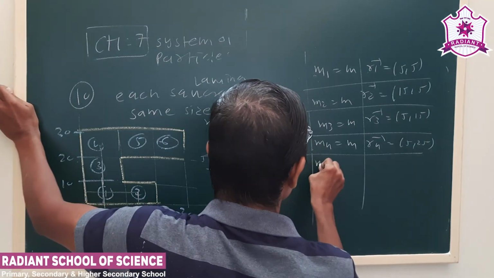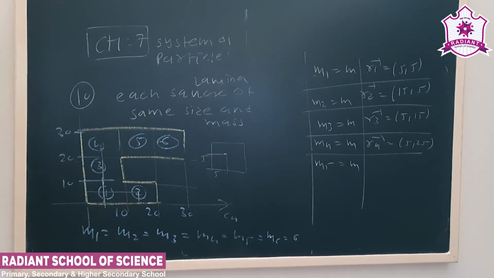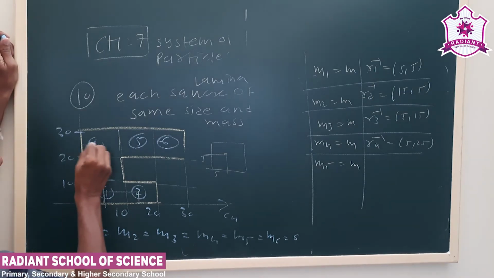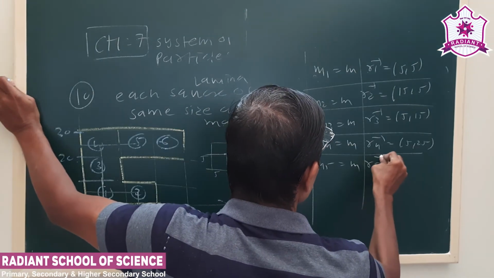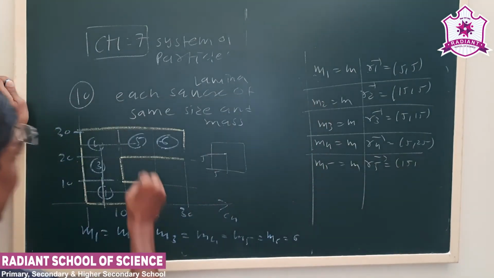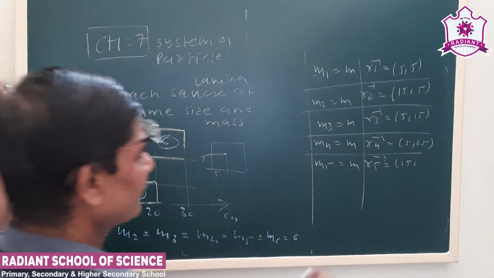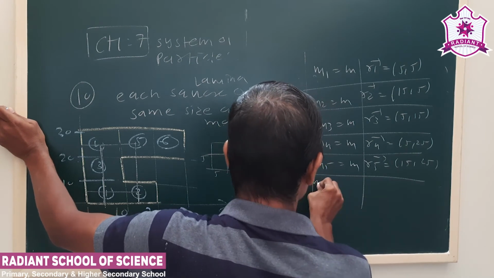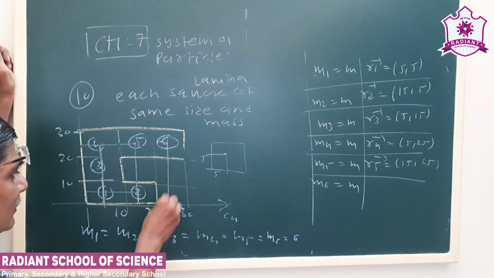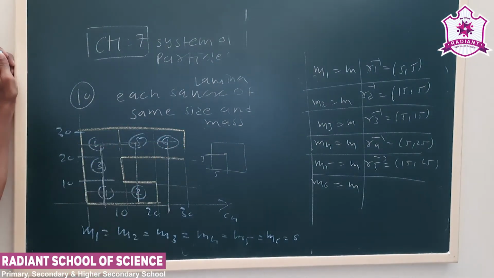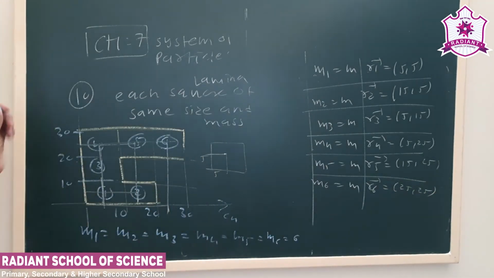Now mass M5 is also M. Now what about the x coordinate? The x coordinate will be like this: 10 is already there, 5 more, so 15. The y coordinate will be similar to that of square 4, that will be 25. Now M6 is M. Again, the x coordinate will be 20 plus 5, which is 25. The y coordinate also will be 25. So R6 will be (25, 25).